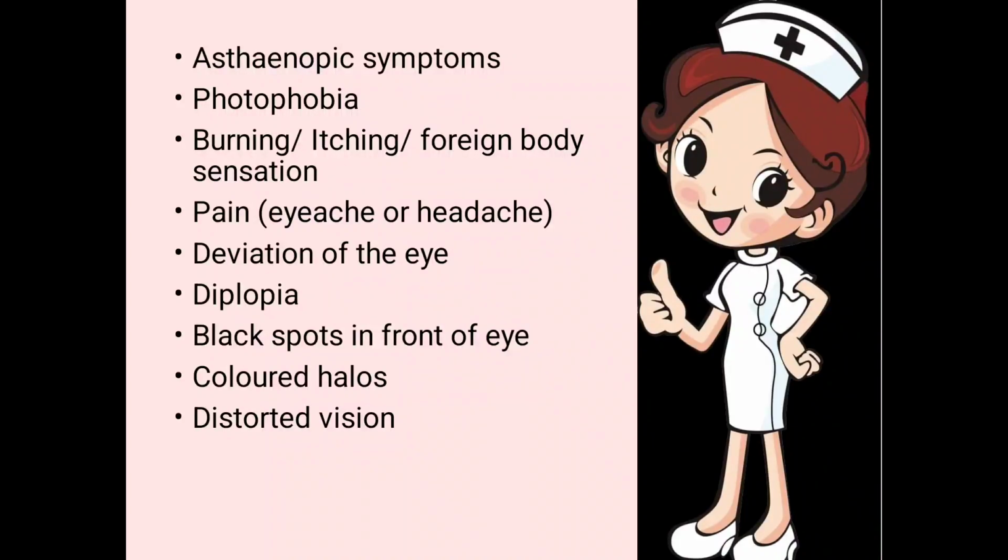Next one is deviation of the eye. Deviation means squint. One eye is looking in one direction and the other eye is looking in another direction, and we can't tell where the patient is looking. That is the deviation of the eye.